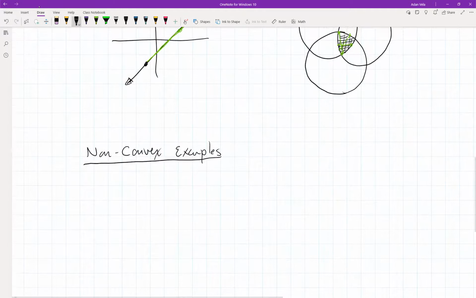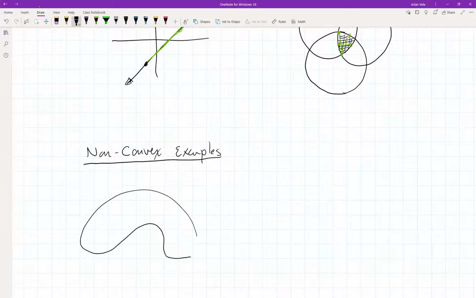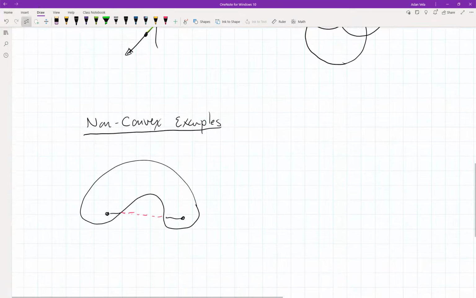All right. Let's say we had something like a kidney bean shape. It's not convex because I can pick 2 points right here, and if I try to draw a line connecting them, then part of that line is outside of the set. So this is a good example of that. Usually this line test is pretty indicative of whether you're convex or not.